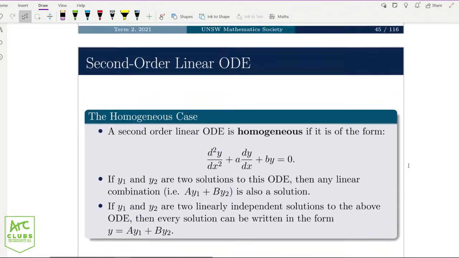Right, so moving on to the last type of our ODE, we have our second order linear ODE, and we have both the homogeneous case as well as the non-homogeneous case. So to cover the homogeneous case first, a second order linear ODE is homogeneous if it's in this particular form. Now we will see a bit later that if it's non-homogeneous, the only difference is that instead of the 0, we have another function. So that's the only difference.